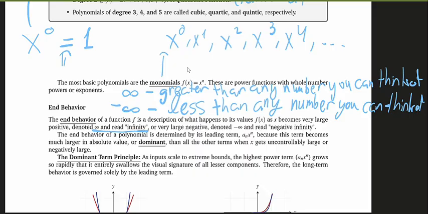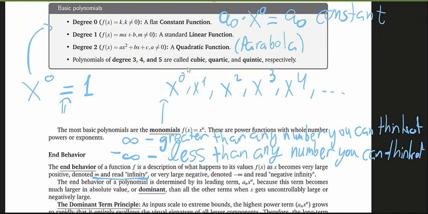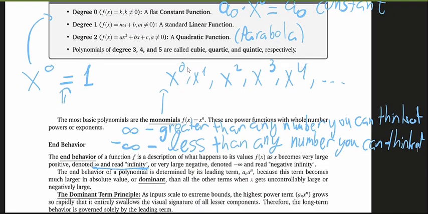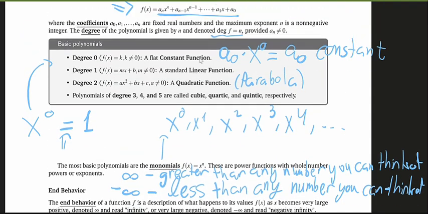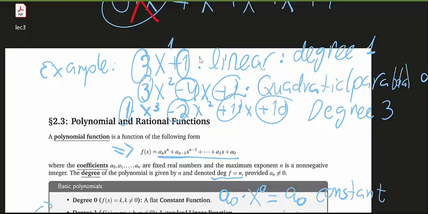Now this begs an important question. If I can plug in anything, I can plug in something as large as I want and as small as I want. Then what exactly dictates the behavior of the polynomial? For instance, let me give you a little example.